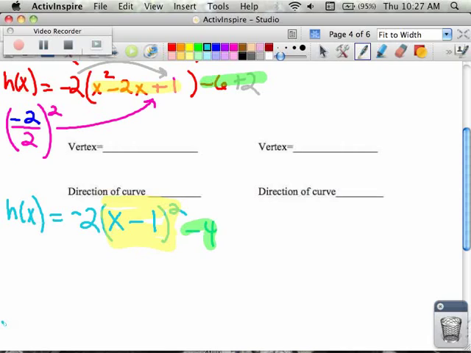The reason we're doing this is we want to answer some questions. First question was, what is the vertex? So to find the vertex, I look inside the parentheses and see what makes it 0, and the answer is 1. That's my x value. I look on the outside and I just write down the number, -4. Which way is this thing opening? We already said earlier, it's opening down because of the negative in front of the parentheses.